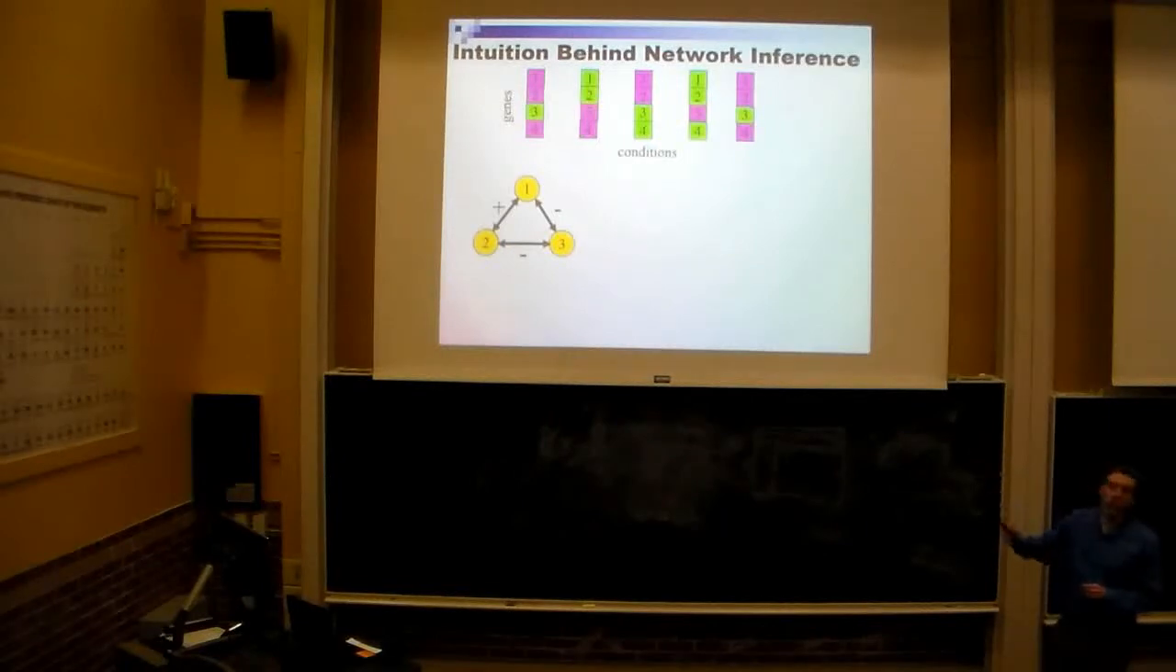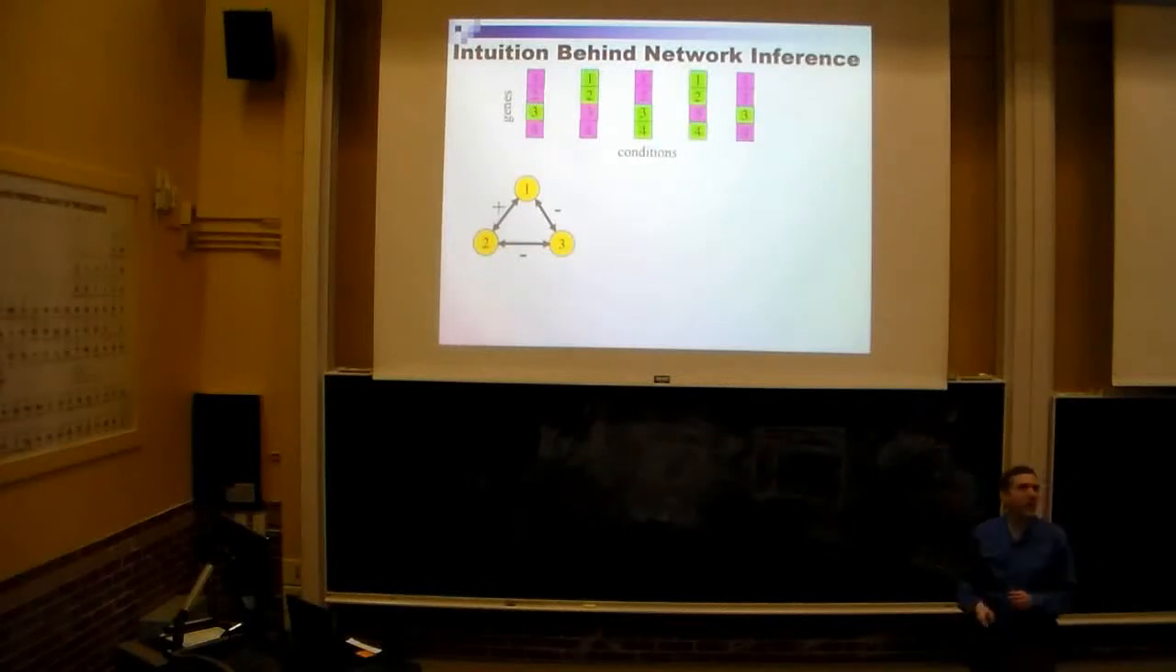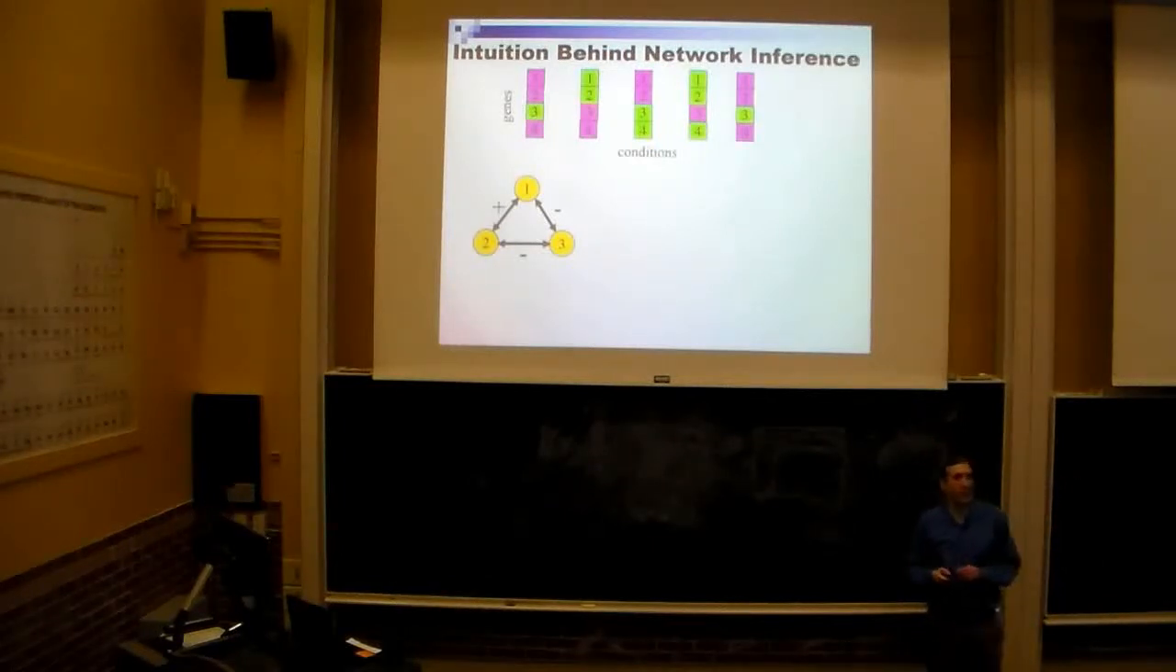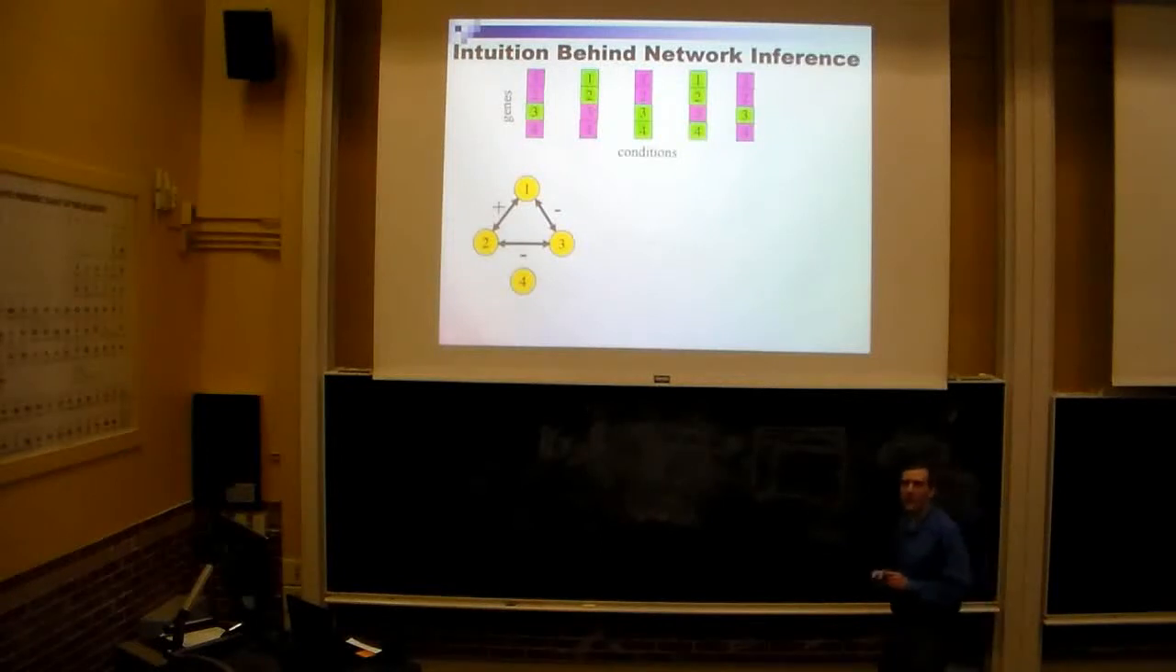If we look at gene 4, we can see that there doesn't really seem to be any correlation between gene 4 and any of the others. So sometimes when 1 is on, 4 is on. Sometimes when 1 is off, 4 is on. Sometimes when 1 is on, 4 is off. Sometimes when 1 is off, 4 is off. So it looks like there's no correlation between 1 and 4, and likewise no correlation between 2 and 4 or 3 and 4. So we can say probably that 4 is kind of sitting out separately from the other genes.